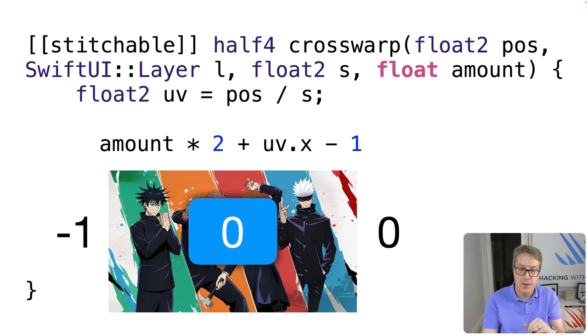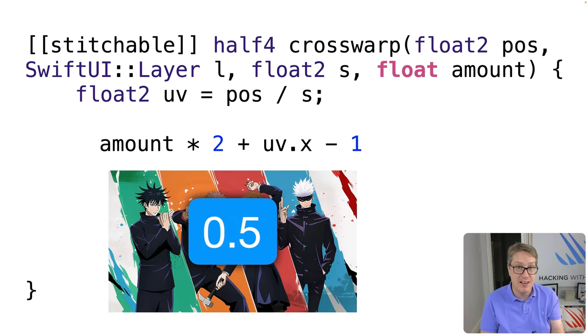If we go forward to be halfway through the transition, now we have amount times 2. So 0.5 times 2 is 1. The left-hand edge again has UVX of 0. So we have 1 plus 0 minus 1. And so the left edge of our view has not been transformed at all. Halfway through our transition, the left edge has not been touched. The right edge, UVX 1, again, amount times 2 makes 1, plus 1 makes 2, minus 1 makes 1. So the right edge of our view will have a finished value of 1. It has finished its transformation fully.